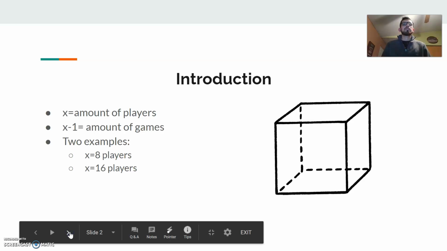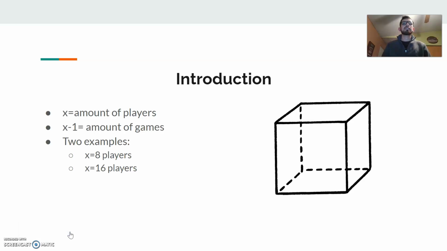In combinatorics, there are a few processes we can use to select sets. Of course, the most well known is randomness. In my presentation, however, we're going to be taking a geometrical approach, where we want to figure out a way we can organize players into two teams in a fair way where each player gets to play the same amount of games with each of the other players, where x equals the amount of players and x minus 1 equals the amount of games. We're going to be taking an example where x equals 8 players and I have a research proposal where x equals 16 players.